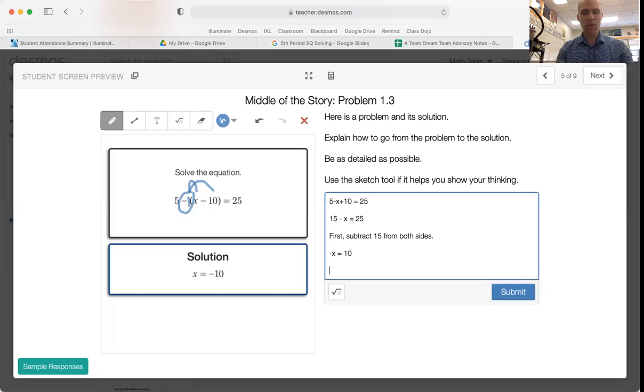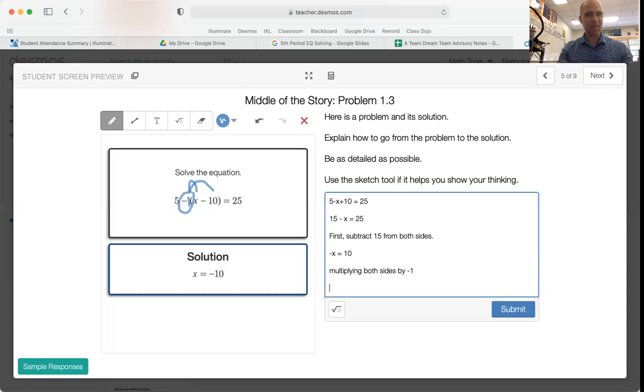And one way we could show that is by multiplying both sides. Oh, I guess I should have said multiply, but whatever. Multiplying both sides by -1. When we do that, the negative x now becomes positive x, and the 10 now becomes -10, which is the solution we were looking for over here, right? X equals -10. All right, there we go.